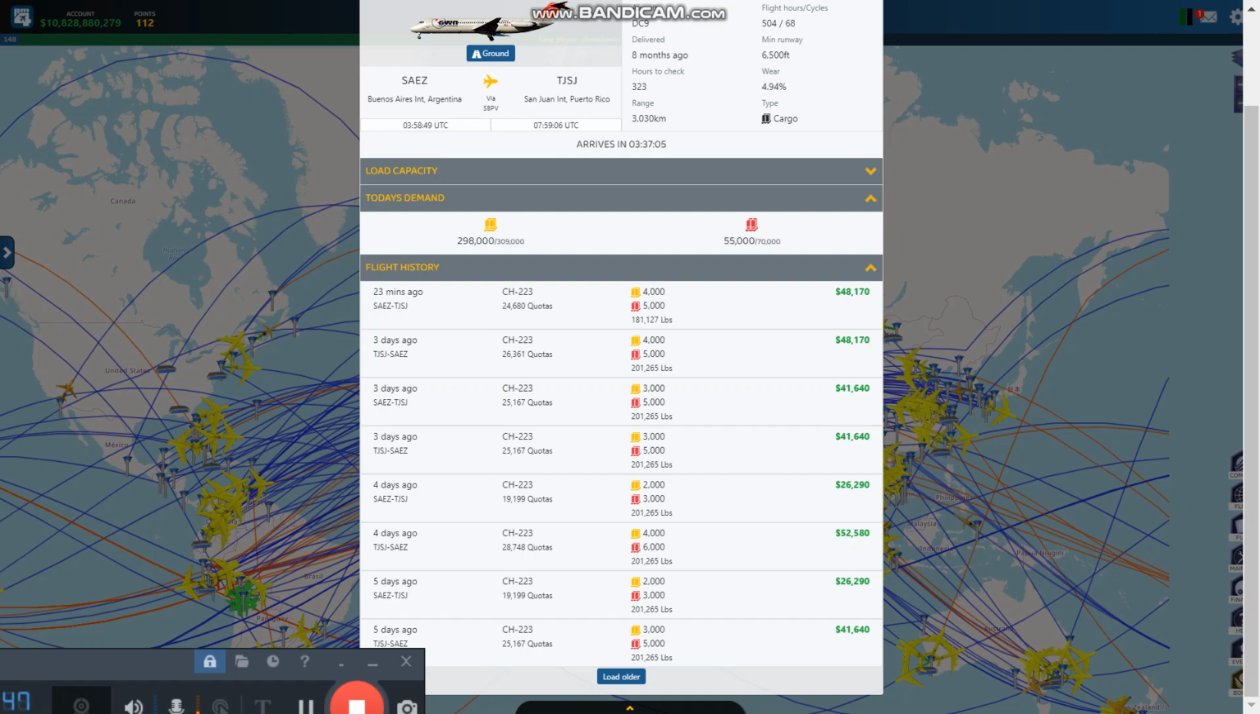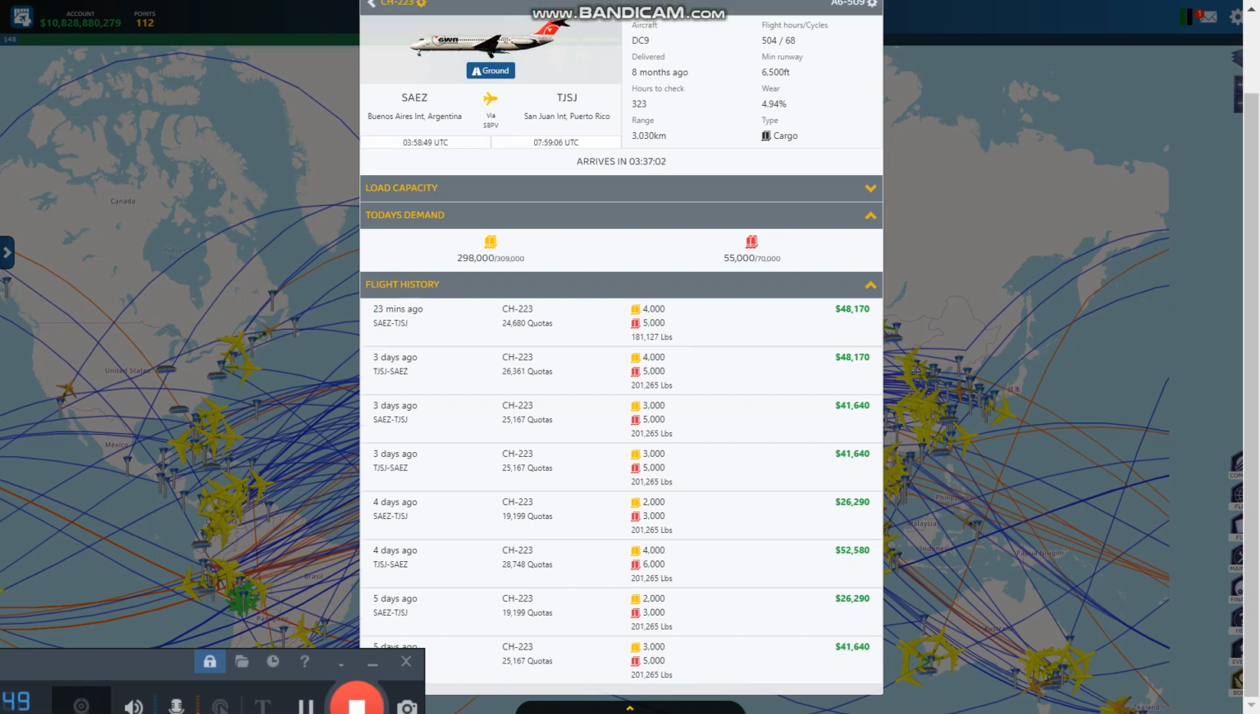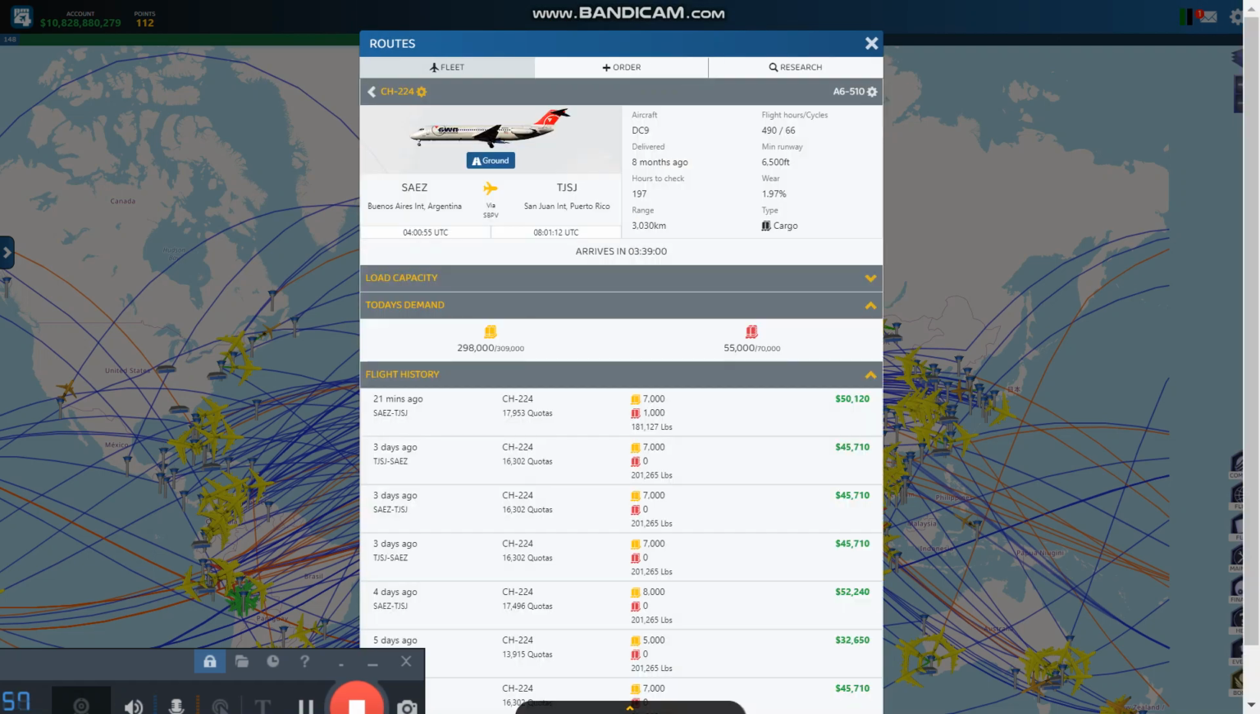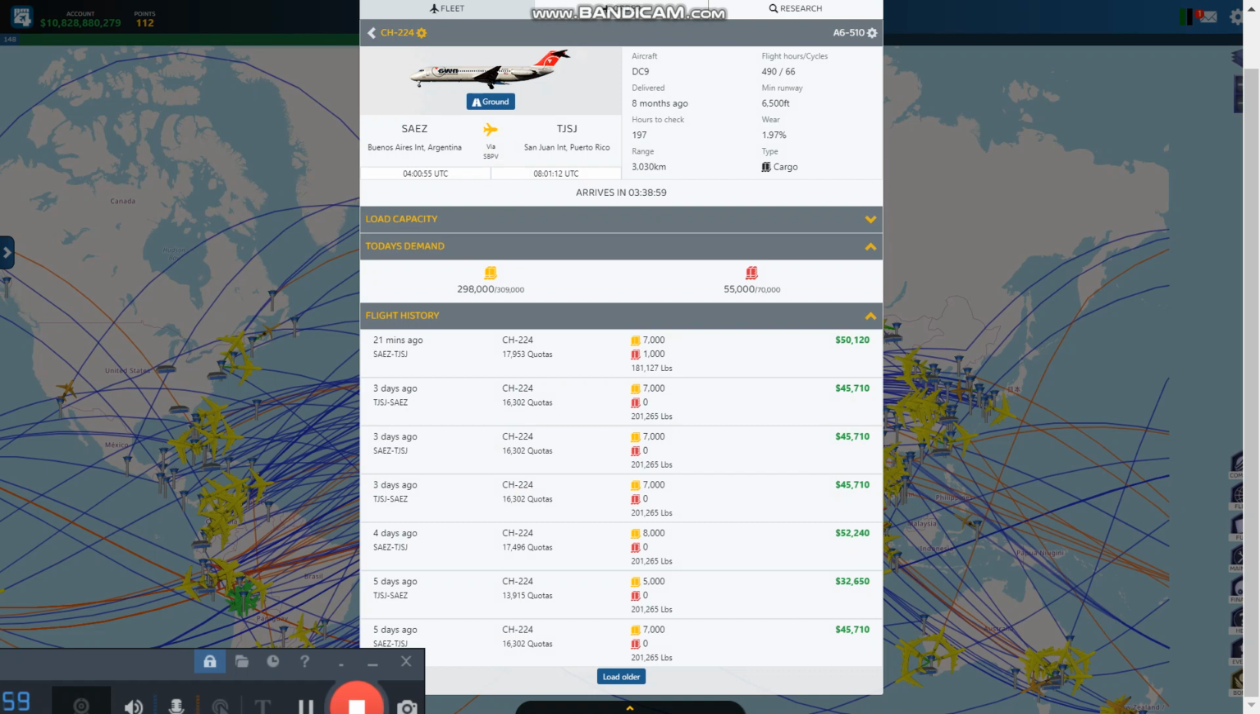So you can see over here, these are split 3,000 and 5,000. See, this one over here only has the large load. And in this case, 7,000, 8,000, 7,000, and 0 of the heavy load. And it brought in 45,000, a maximum of 52, but 45,000 was the common income.